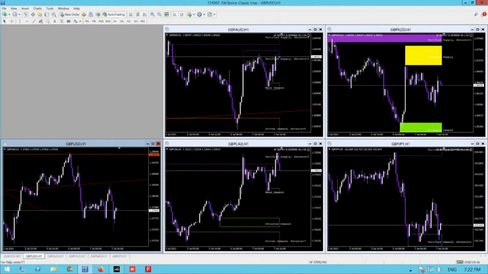Alright guys, so we're here. This is the platform as is. We've got assets such as GBP/USD, GBP/AUD, GBP/CAD, GBP/JPY, and GBP/NZD. As you can see, full of assets in terms of its zones. We've got loads of zones on the actual charts, and I'm going to be explaining to you exactly how the settings work.